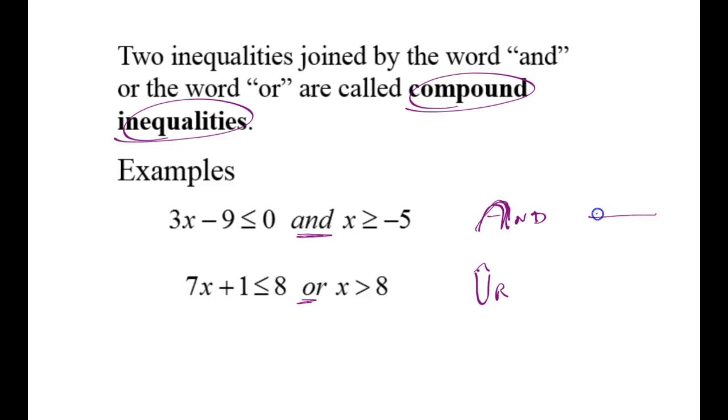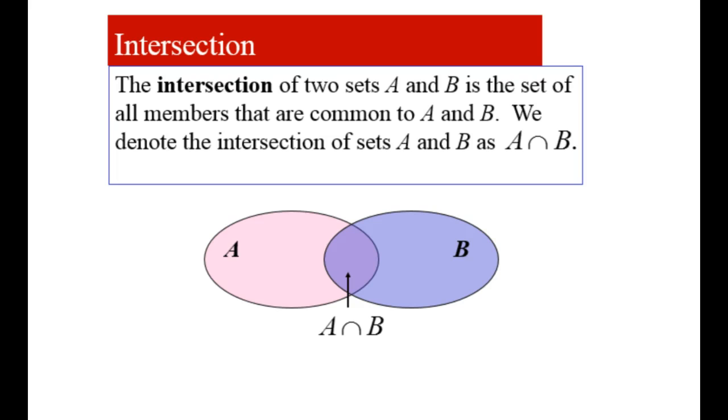For and statements, the graphs will come together. It's also a between statement, so it's everything in between those values. And the or statements will be everything to the left or everything to the right. We'll keep exploring some of this.